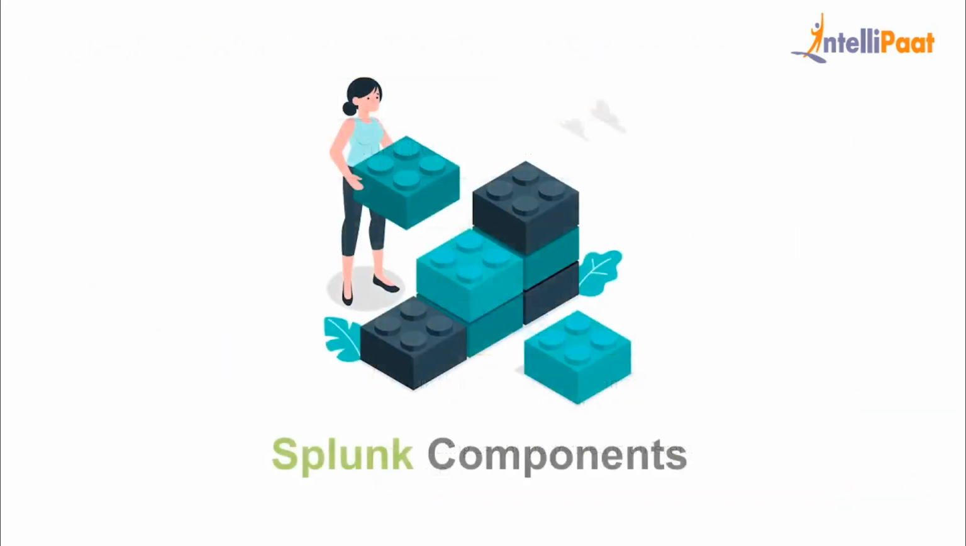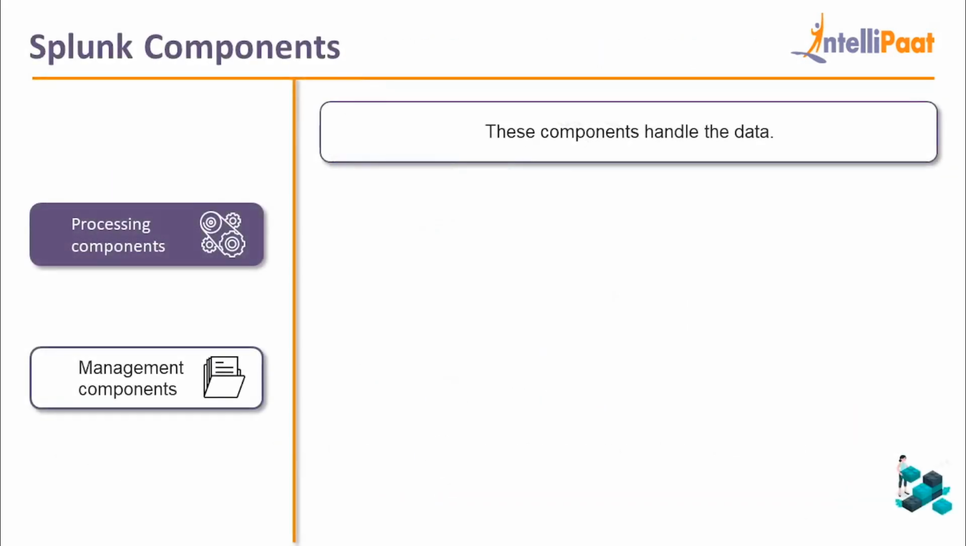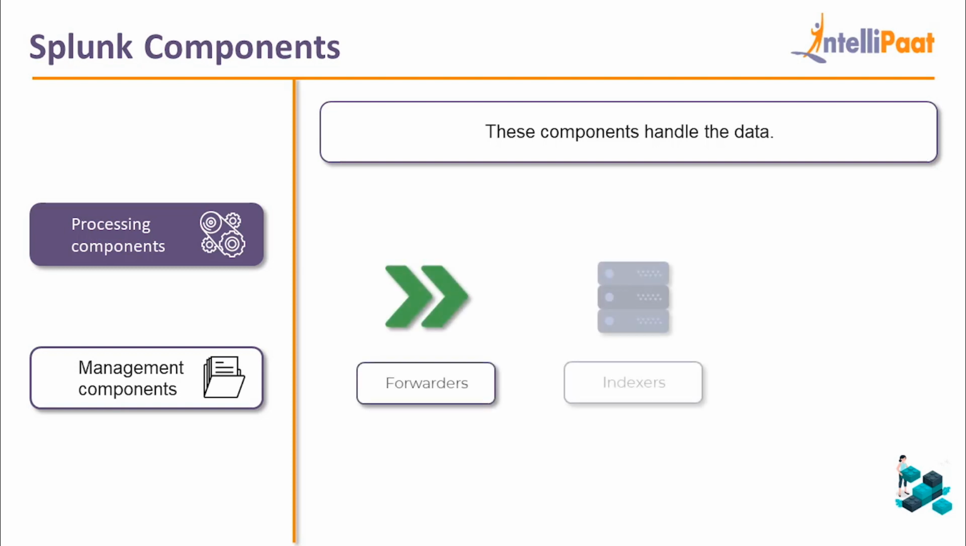Now, there are two categories of components with Splunk. You have your processing components and managing components. Let's start with the processing components. In the processing components, you have forwarders, indexes and search heads. Let's talk about each of these components one by one. So, forwarders. Splunk helps you to collect data, process that data, and then create visualizations based on that processing.